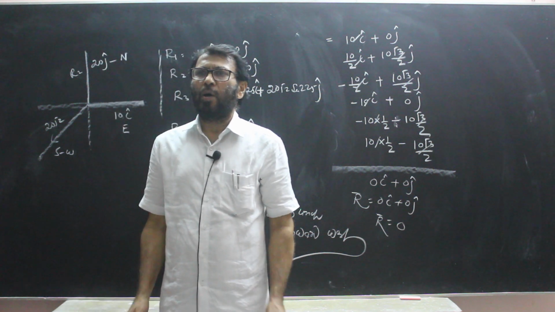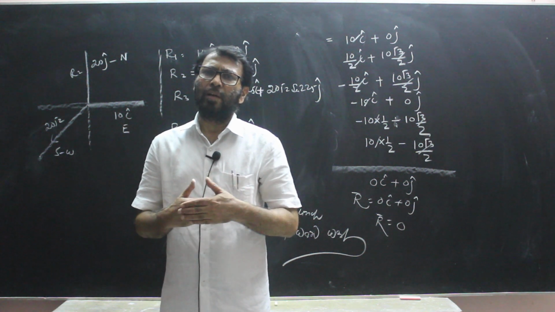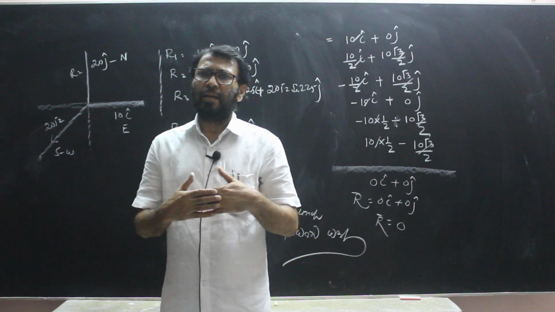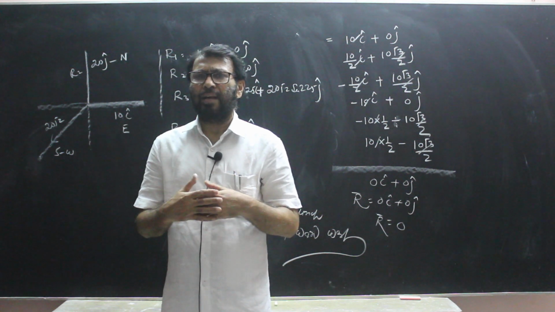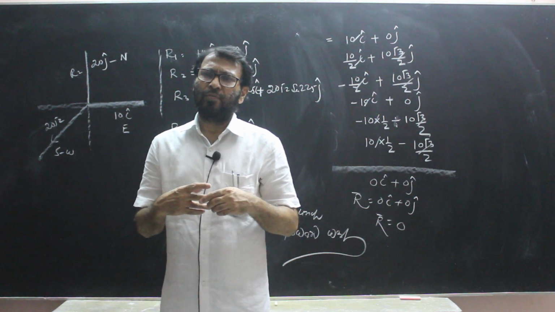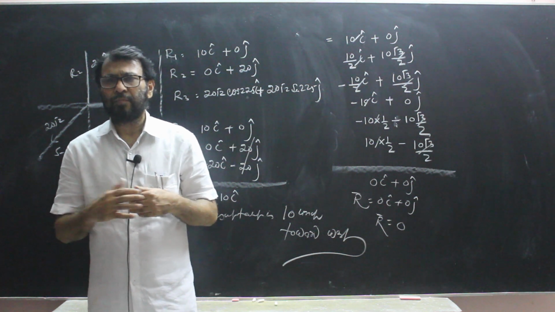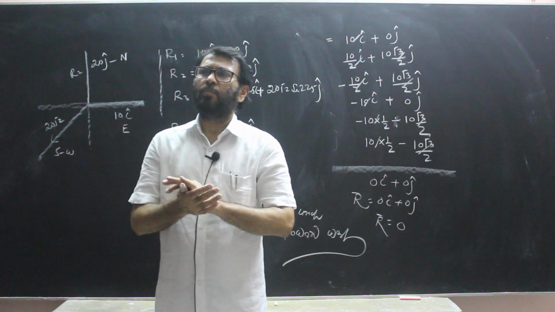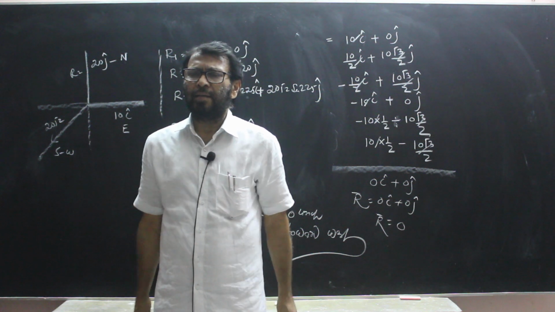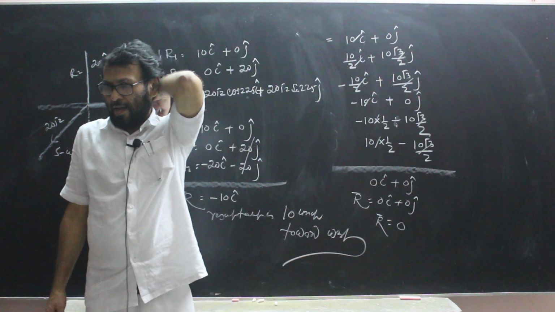And if we want to add a large number of vectors acting at a particular point, all the x components are added, and again all the y components are added, and we get the resultant of the x and the resultant of the y component. Then the square root of rx square plus ry square will give you the resultant, and the resultant makes an angle theta, and theta is of course ry by rx.